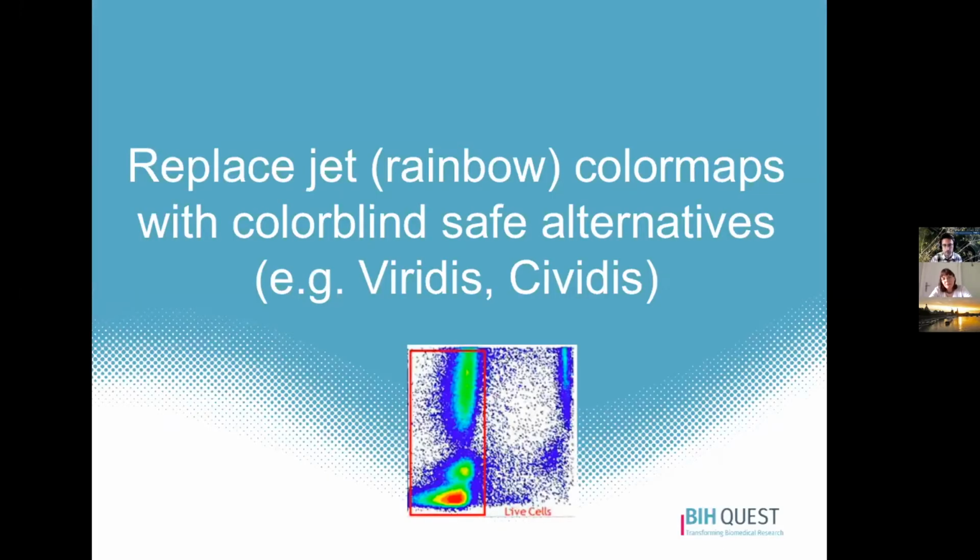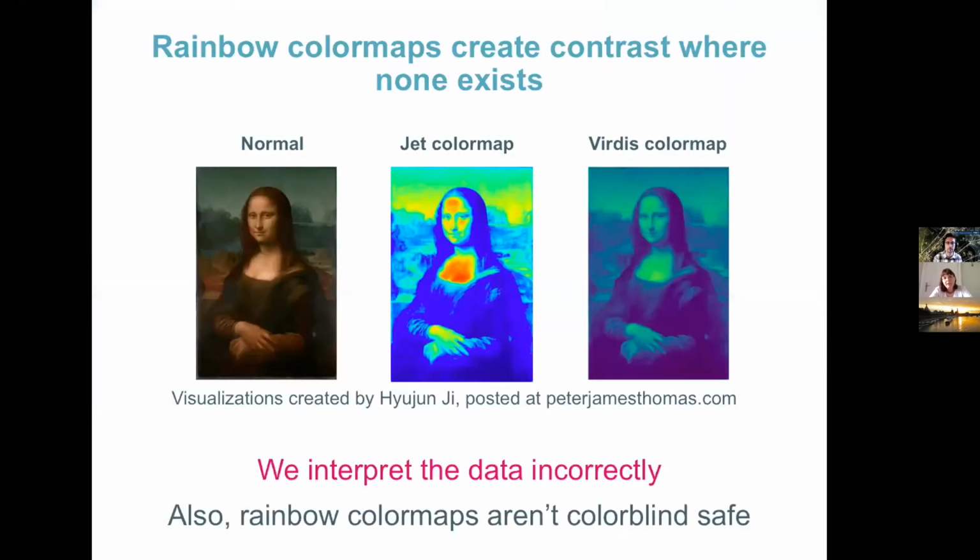The next thing we want to look out for is jet or rainbow color maps. So if you see these, it's important to replace them with colorblind safe alternatives. Why does this matter? Well, the reason is that rainbow color maps create contrast where none exists and visual distortion. So here I have 3 different pictures of the Mona Lisa. One is the normal version, the second one is in a rainbow color map, and the third is in a colorblind safe and perceptually uniform Viridis color map.